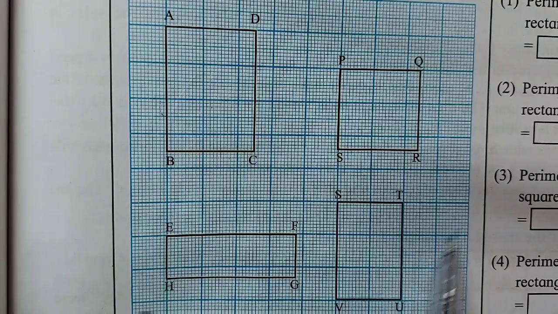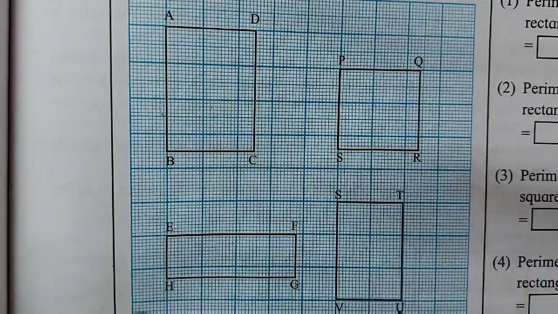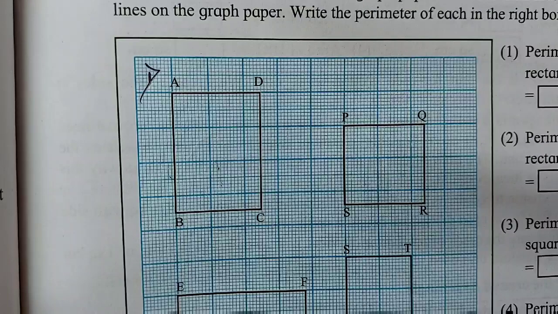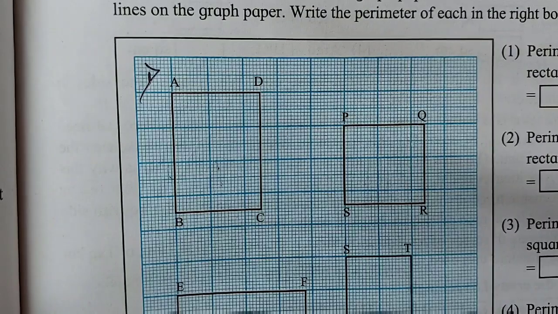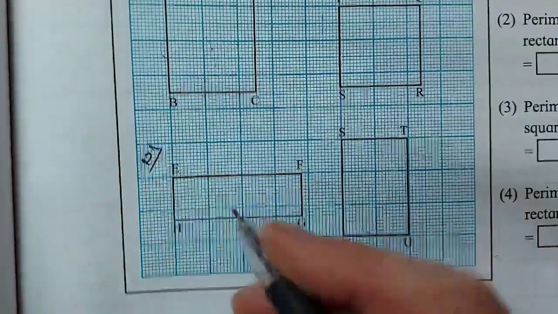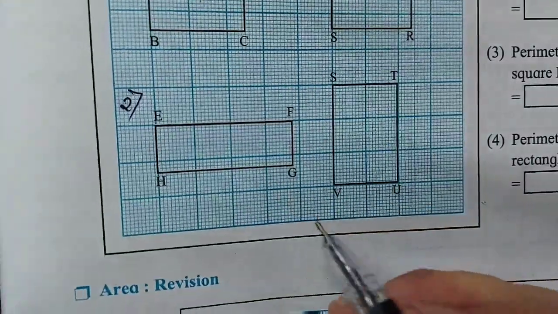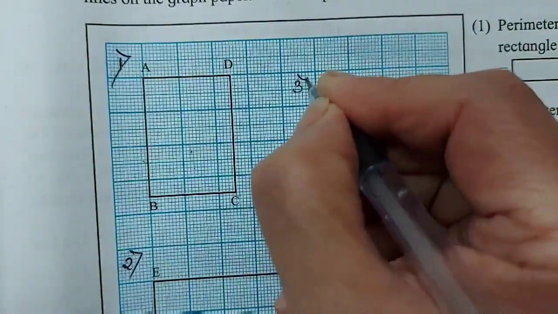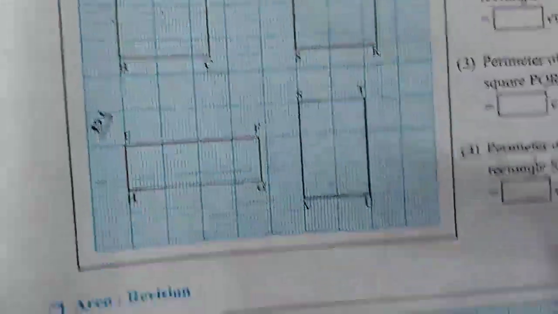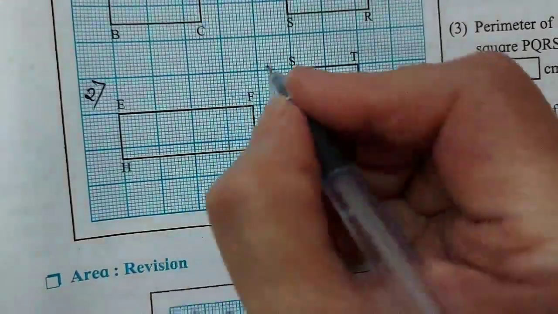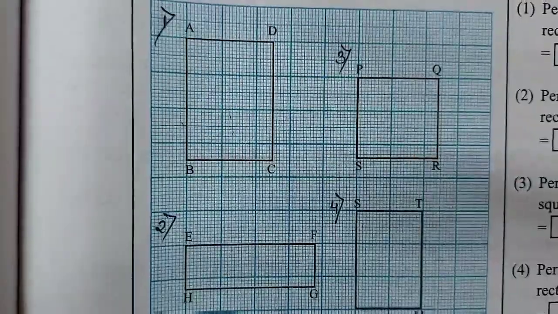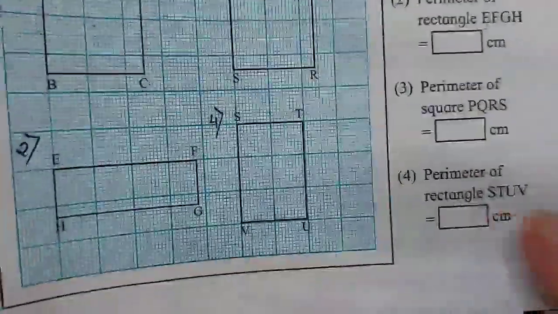1, 2, 3, 4. A, B, C, D. You can see A, B, C, D is the first sum. Second is rectangle E, F, G, H. This is the second sum, E, F, G, H. With the names you can understand. Third is P, Q, R, S. So this is third. And fourth is perimeter of S, T, U, V. This is the fourth one. So find out, calculate the measurement and write here.